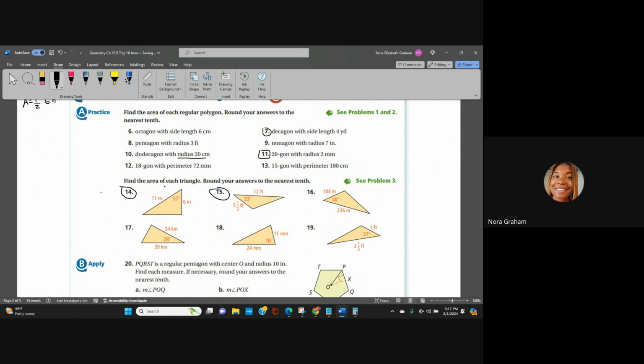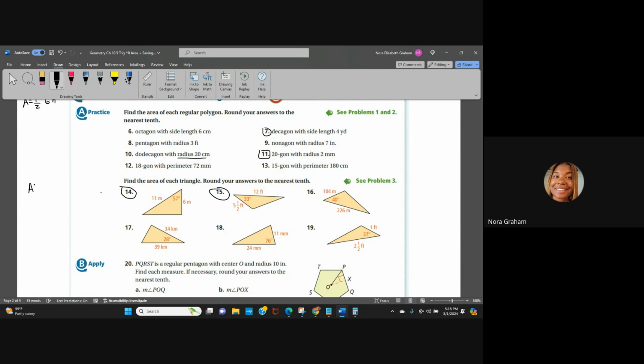Sounds good. Okay, so this one, we're finding the area of each triangle. Round your answer to the nearest 10th. This comes from the theorem that we have in 10-5. It comes from the area of a triangle SAS theorem. Or the theorem is 10-8, I believe it's called. Okay, but look in my past video and I go over that theorem. Okay, so let's go ahead and find the area for 14.